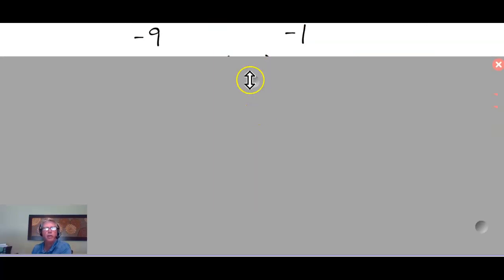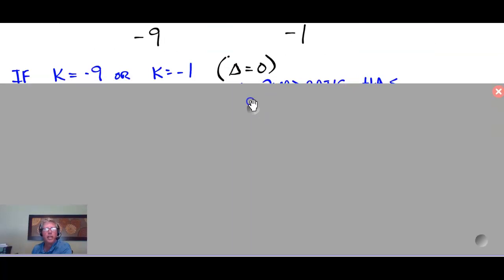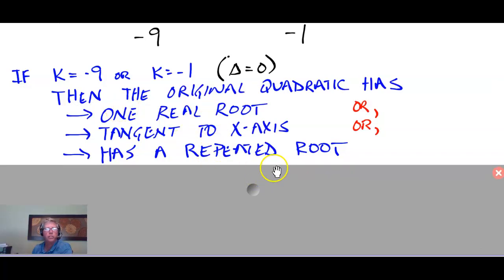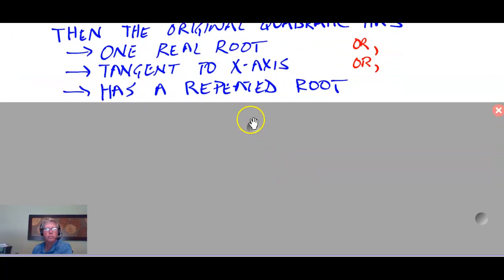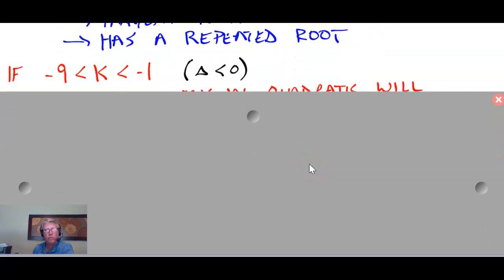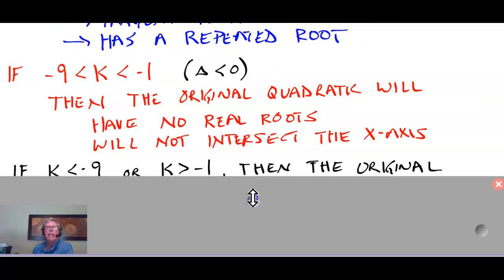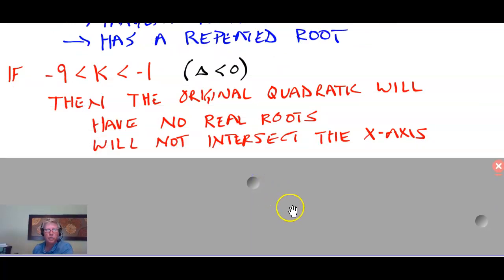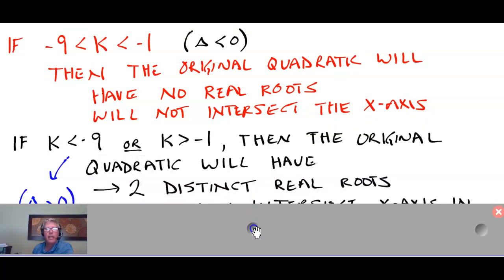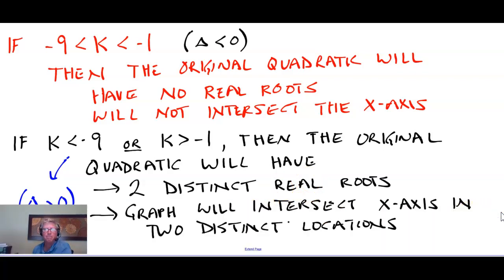So I'll finally write my final solutions as, if k is equal to -9 or -1, then the discriminant is equal to 0. If k is between -9 and -1, then it will have no real roots. And finally, if k is in either end, remember that's where we had positive values for the discriminant, then we know it will have 2 real roots.